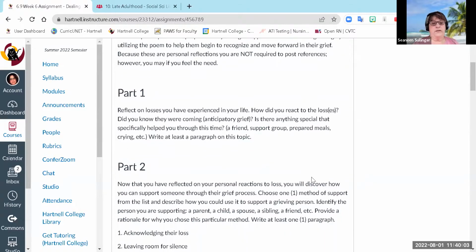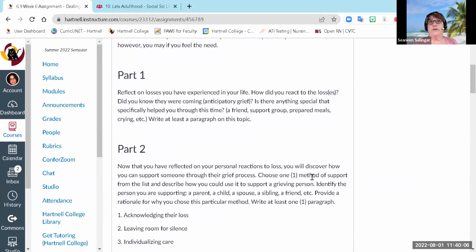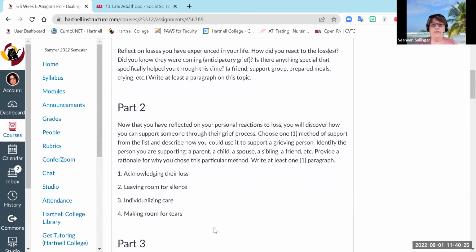And I think it's good to separate those types of grief from one another. And then once you've reflected on your personal reactions to loss, I want you to think about how you, as a healthcare professional or just in general, can support someone through their grief process. So there are 4 different methods of support listed here, and there's an article for you to look at to give you the definitions of those. Choose one method of support from the list and describe how you could use it to support a grieving person.